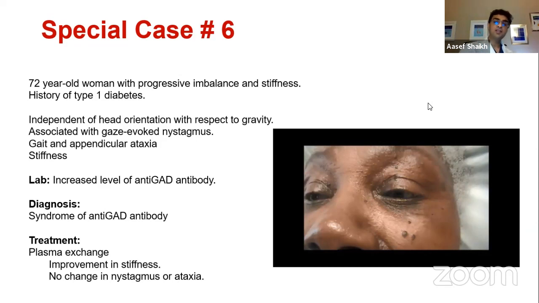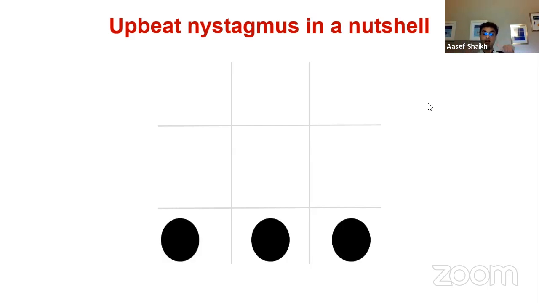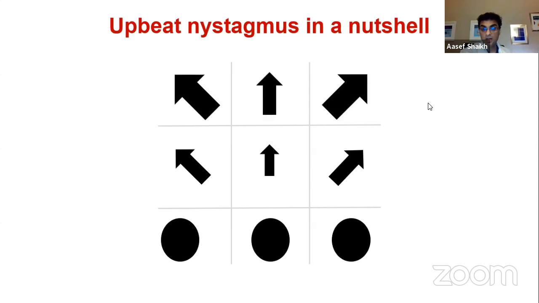So upbeat nystagmus in a nutshell: eyes are quiet when the patient is looking down in the orbit, and you see the upbeat nystagmus on straight ahead position, and the intensity further increases as the eye in orbit position goes up.